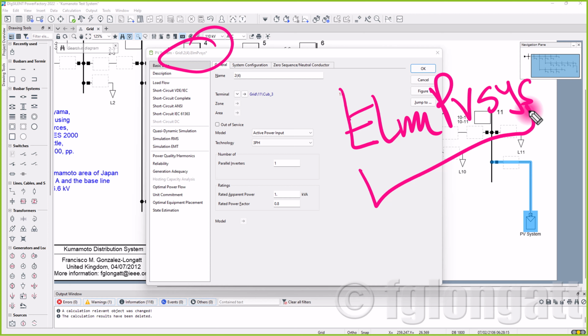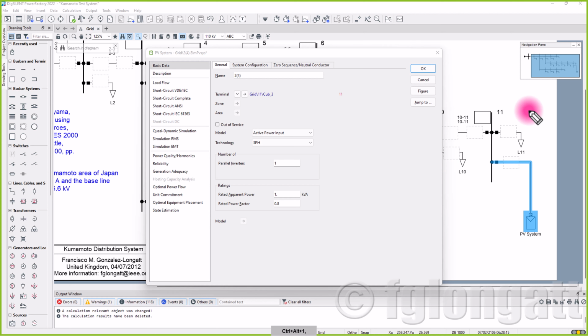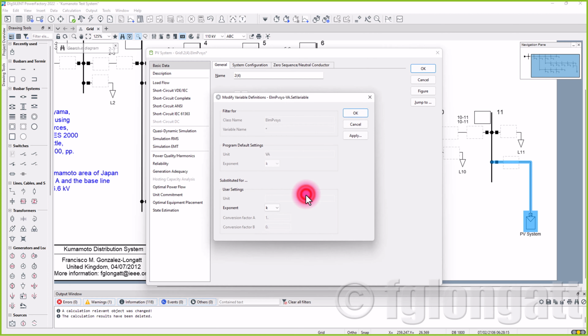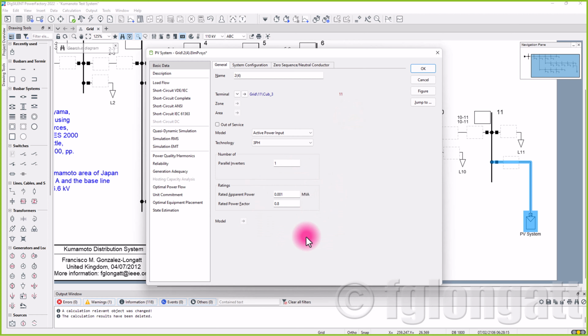Perfect, we have coffee. Now, what I will do is the following. The first thing that I need to define here is I will use a megawatt scale. I will use a megawatt scale PV system.